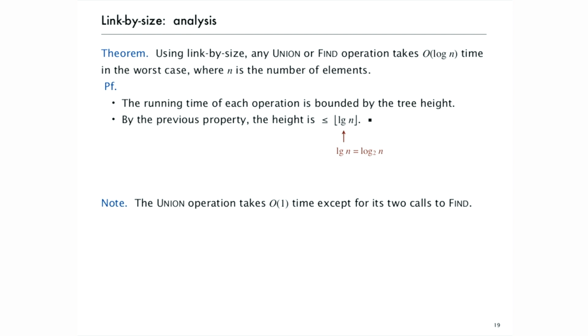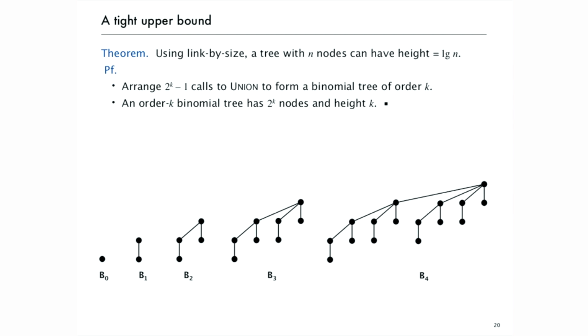Right? For union, you have to find two elements, which will take order log n, and then an order one operation to make a pointer from here to there. That's it. So the union operation just takes order one time except for these two calls to find. Find can take order log n, but given that you have found the root, it will just take order one time to do this.